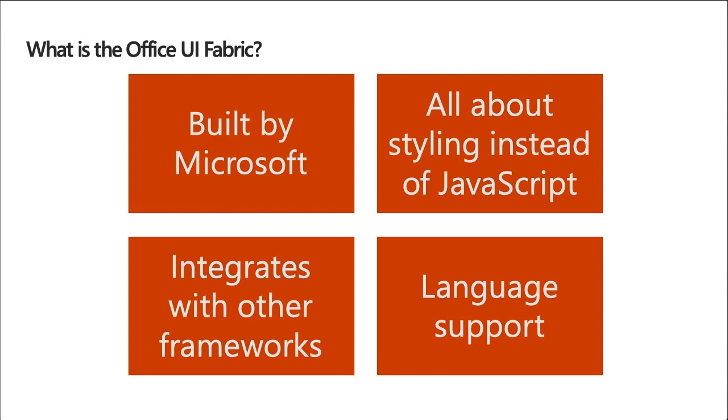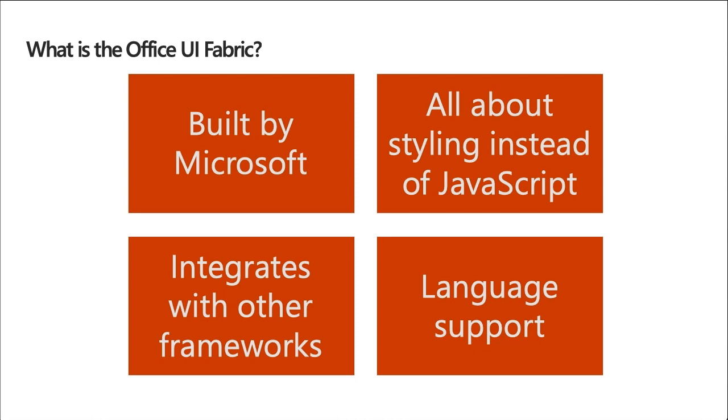So what is the Office UI Fabric? The Office UI Fabric is built by Microsoft. And the idea is that it's a UI design language that is used across all of the Microsoft Office suite. So you'll find that in the Office clients such as Outlook, Word, Excel, PowerPoint. You're going to find it inside of Office 365, like Exchange Online, Outlook, SharePoint, Planner, Microsoft Teams, etc.